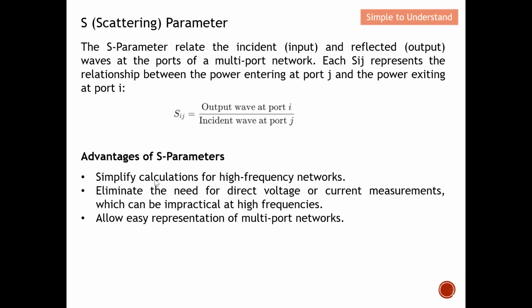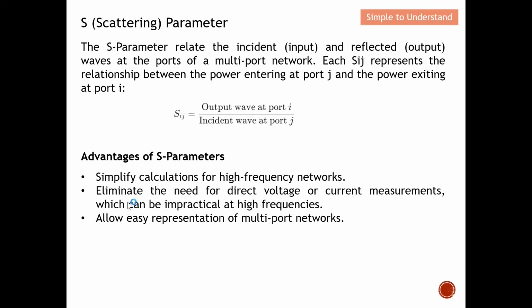They eliminate the need for direct voltage or current measurement. When you do this kind of test and measurement with S parameters, you don't measure the voltage and you don't measure the current. At high frequency it is always very challenging to measure voltage and current values, so they are impractical at high frequency. Voltage and current are applicable for low frequency, but once you go to RF or microwave frequency, this may be a big challenge.